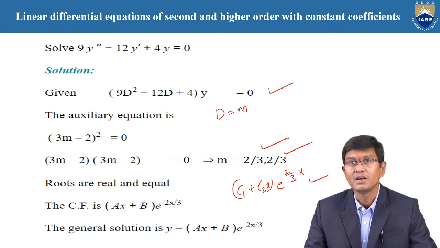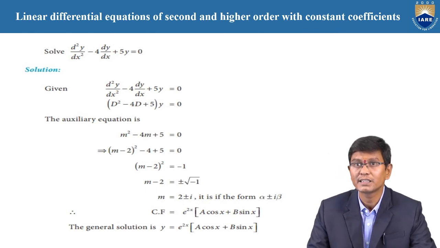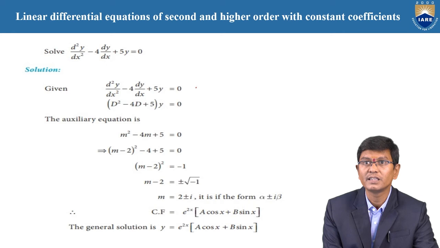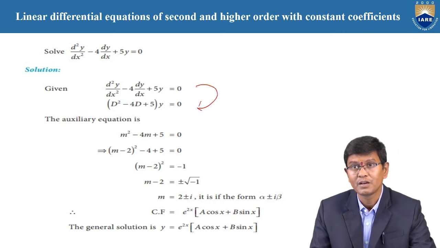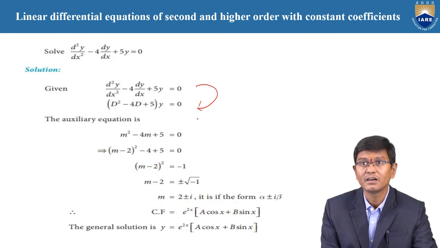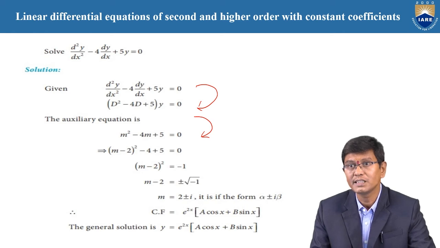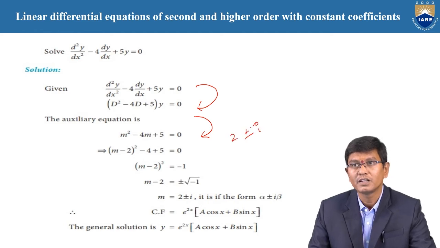Both are the same. Next one, solve d square y by dx square minus 4 into dy by dx plus 5y is equal to 0. When we change it to operator form, the equation is (D square minus 4D plus 5) into y is equal to 0. Next, the auxiliary equation is m square minus 4m plus 5 is equal to 0. By solving this equation, you obtain m is equal to 2 plus or minus i. That means it is a complex value.